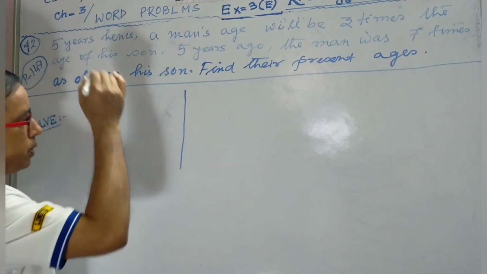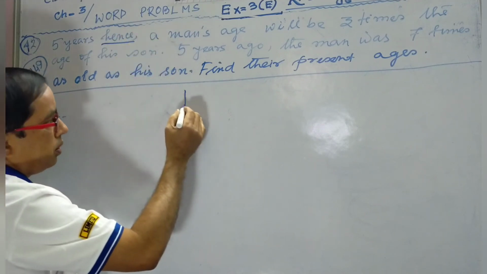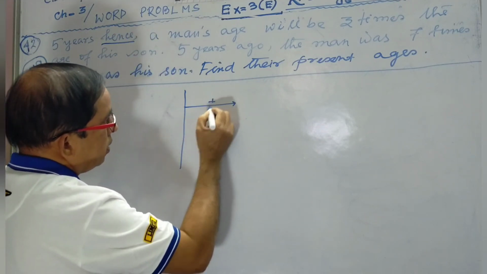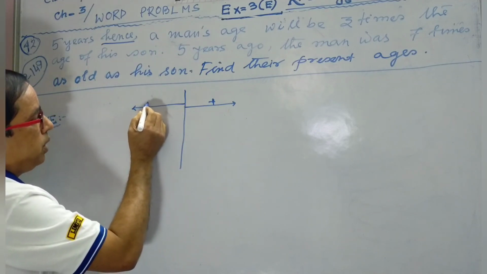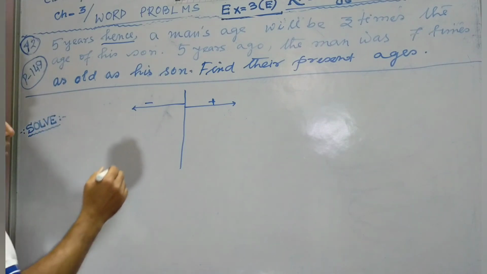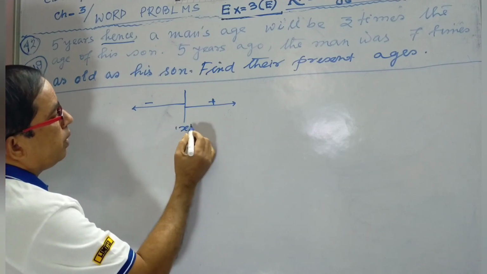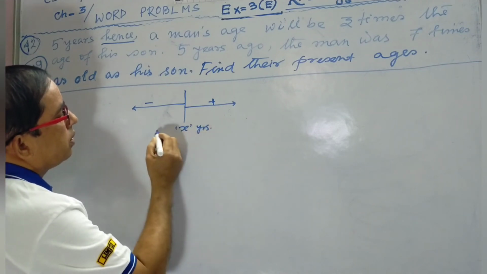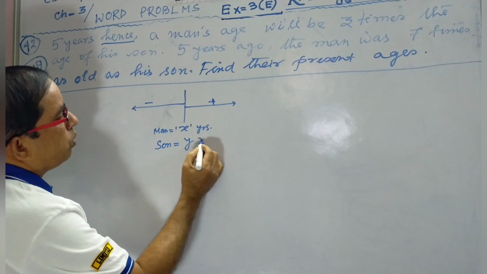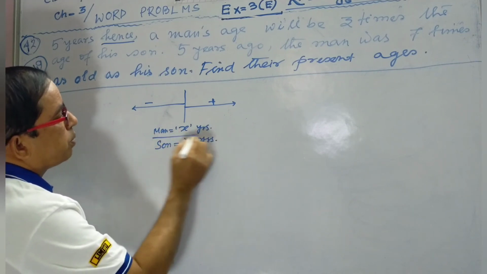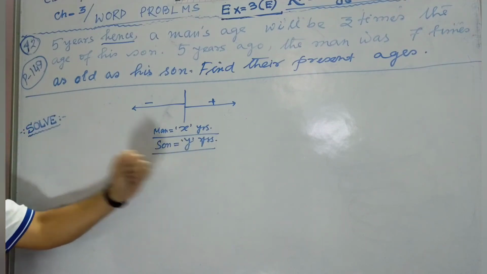Listen to me. Suppose this is the line of present age. 5 years hence means 5 years ahead, that is on the positive side. And 5 years ago means 5 years back, that is the negative side. And in this present line, if I take the age of the man as x years, and the age of the son as y years, these are the present ages of the man and the son.